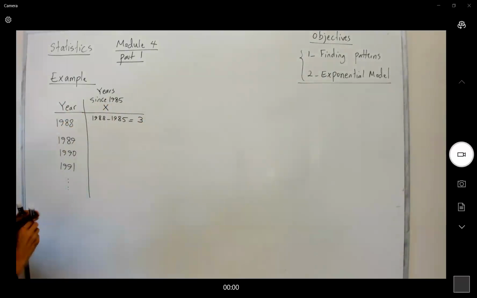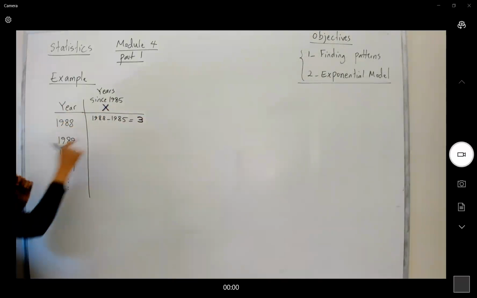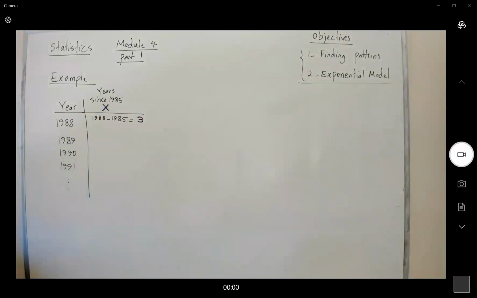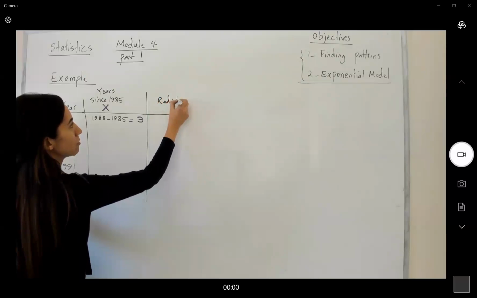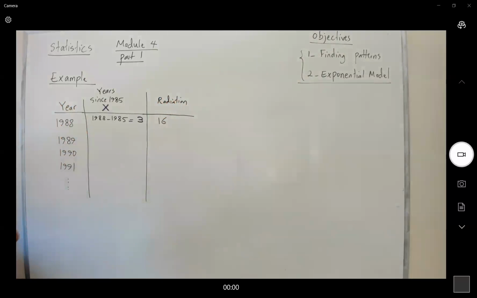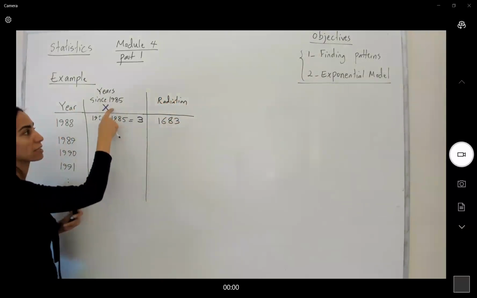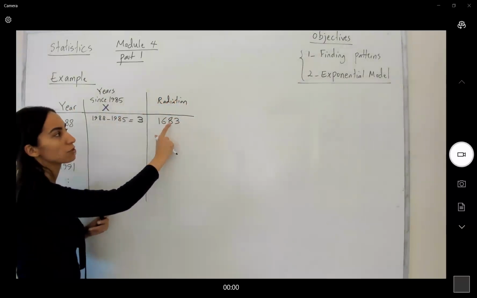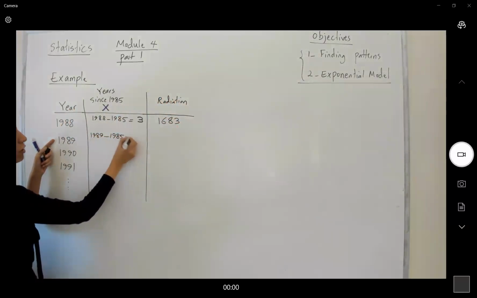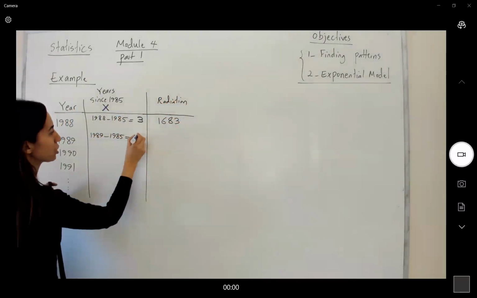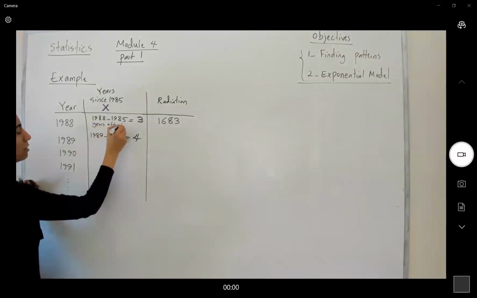Let me use a different color to make sure you see the connection between X and the number. So what's the amount of radiation? 1,683. Radiation. So after 3 years of explosions, the amount of radiation is 1,683. So 1989 minus 1985, which is 4 years after the explosion.